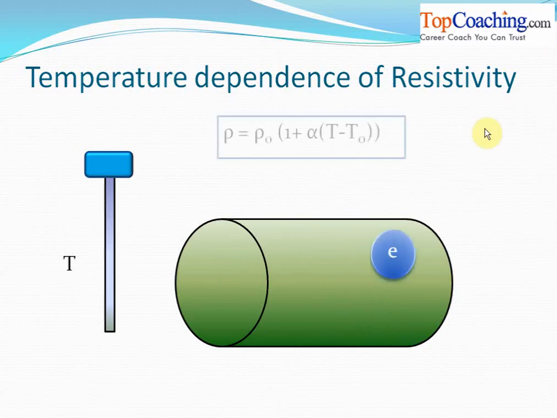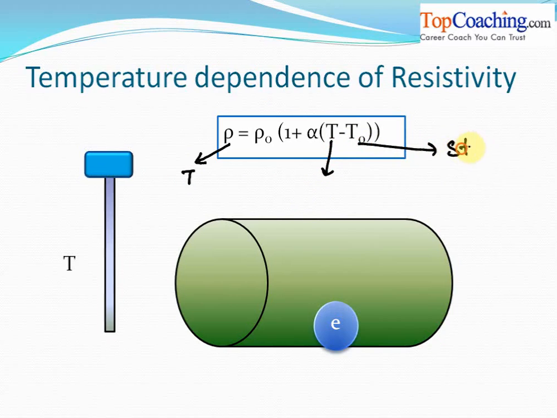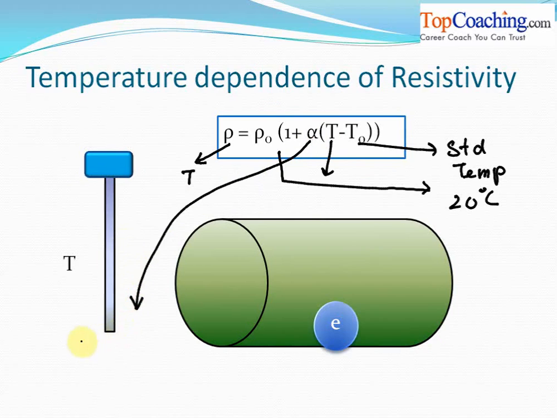Resistivity is actually given by this particular formula, rho equal to rho naught into 1 plus alpha into T minus T naught. Here, rho is the resistivity at a temperature T. T is any random temperature. T naught refers to a standard temperature. Generally, the standard temperature is taken as 20 degrees Celsius. Rho naught refers to the resistivity at 20 degrees Celsius. Alpha is a constant for every substance, and alpha is often called the temperature coefficient of resistivity.